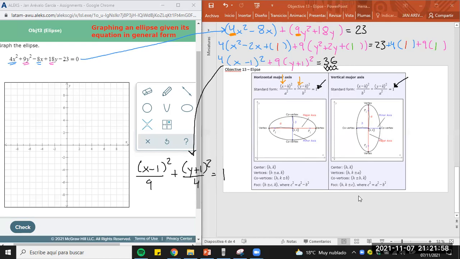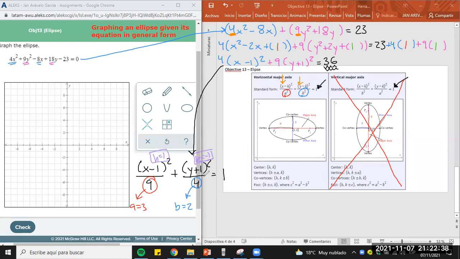We can now know if this is vertical or horizontal. The number that is greater is below the x, so it will be horizontal. Remember that a is always the bigger. So a is going to be the square root of 9, that is 3. And b is going to be the square root of 4, that is 2. And you know, h is 1, k is -1.